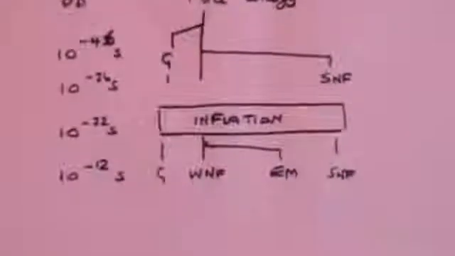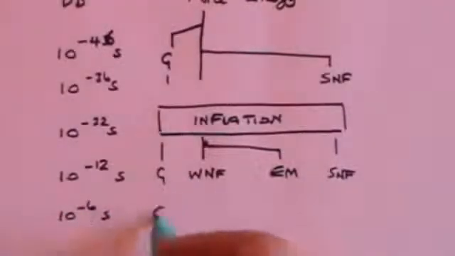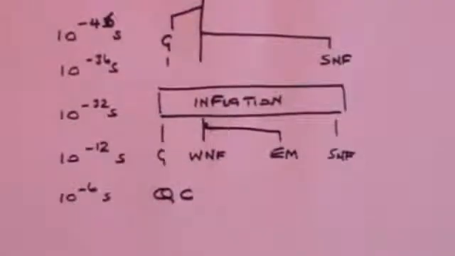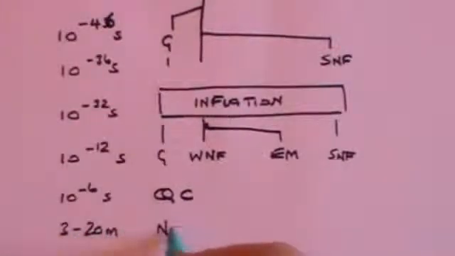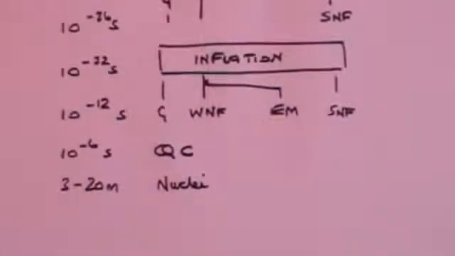If we just complete the picture, by 10 to the minus 6 seconds, which is 1 millionth of a second, you get what's called quark confinement, which I'll come on to in a moment, which basically means quarks can never live by themselves again. They always bundle together in 2s or 3s. Within 3 to 20 minutes, you have the basis of nuclei. In other words, protons and neutrons are coming together really only to form things like the hydrogen nuclei, the deuterium nuclei, and the helium nuclei. That's basically all you'd get.